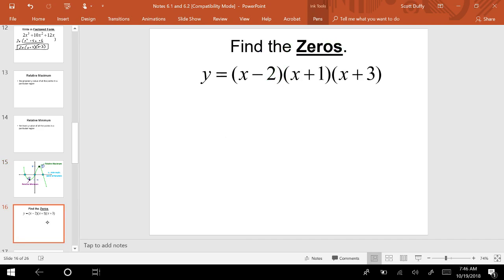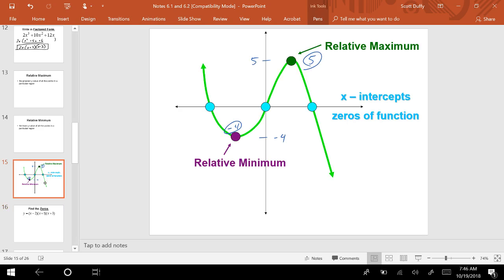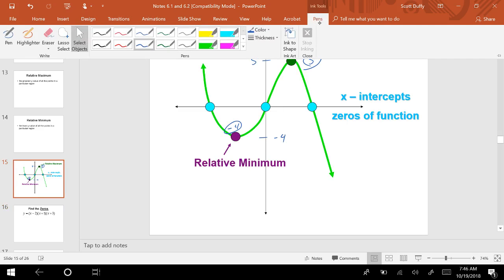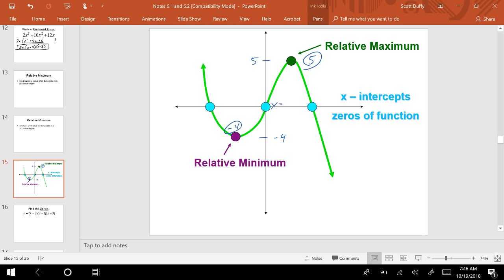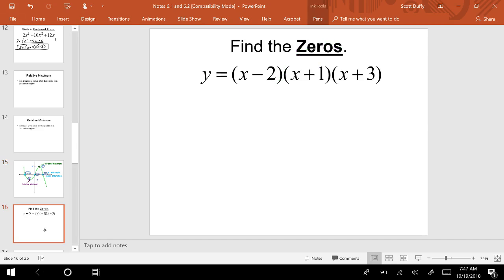Find the zeros. The zeros are basically where it crosses the x-axis. On this previous one, let's say that this has an x value, x equals 0. This has an x value of 3 or something like that. This is where x equals -4. So these would be the zeros, where it crosses the x-axis, the x value of them.